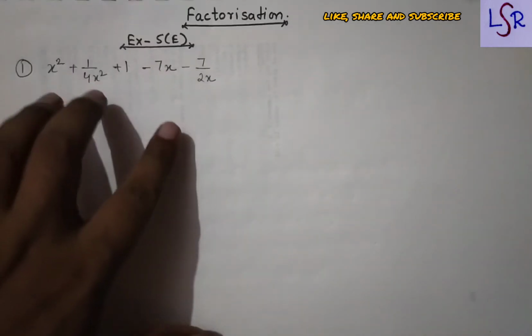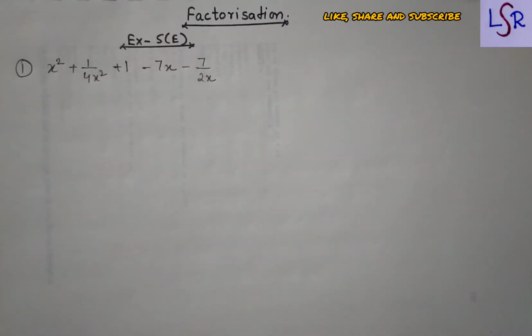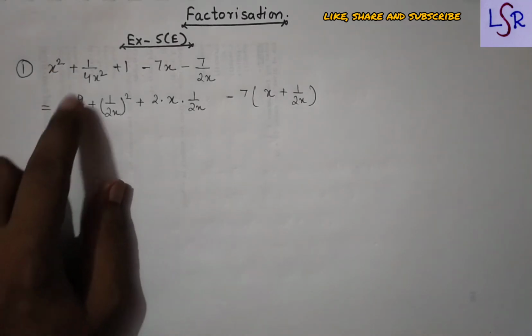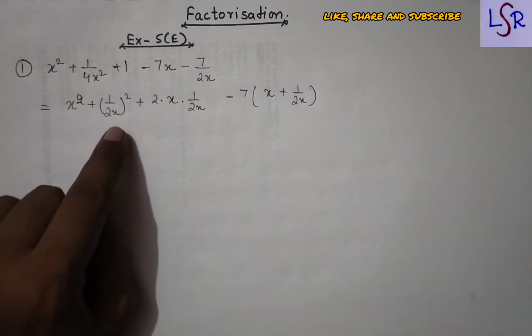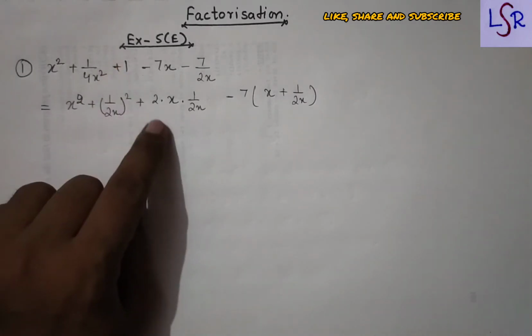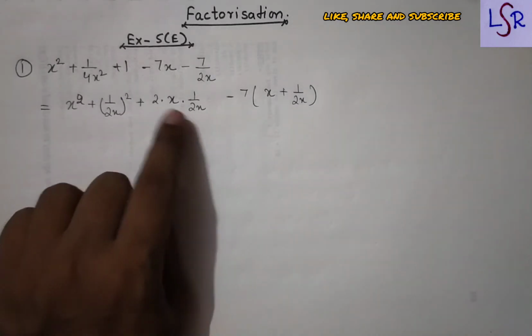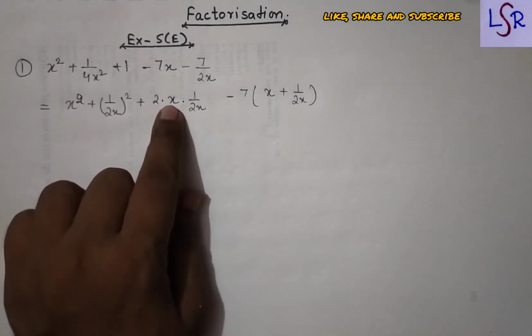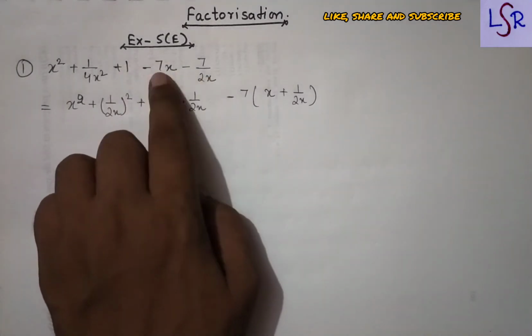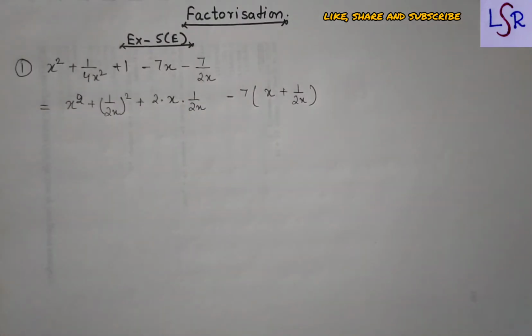Now we have to rearrange this one as this one. Here I have just copied this x square, and this 1 upon 4x square is written as 1 upon 2x to the whole square. Then this 1 is broken down as 2ab form, that is 2 into x into 1 upon 2x, and then we have taken 7 common from these two.